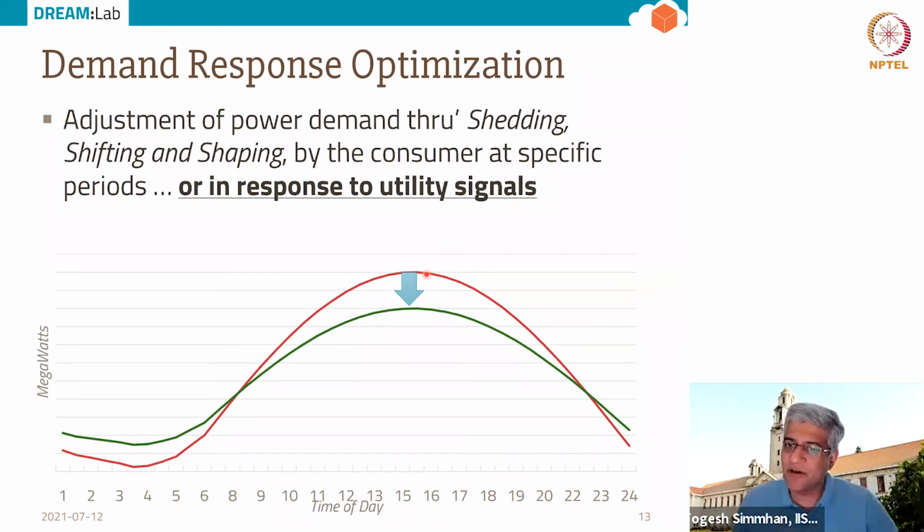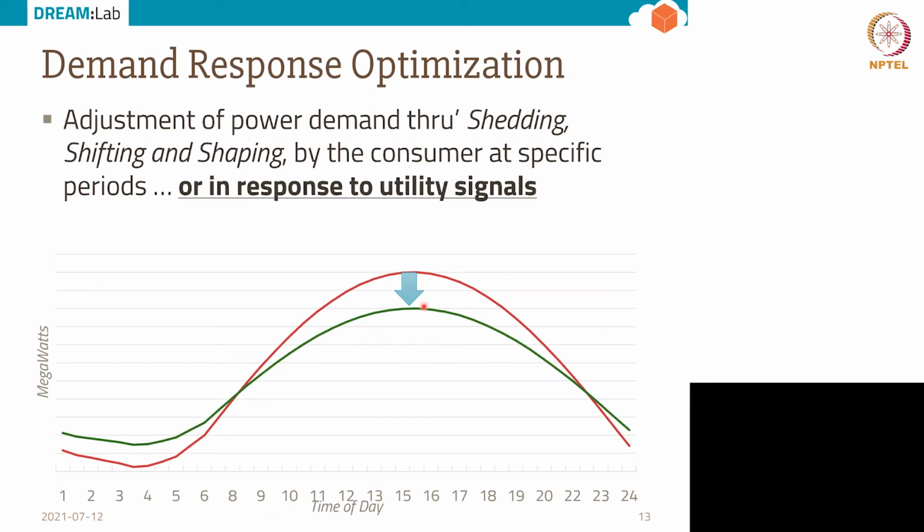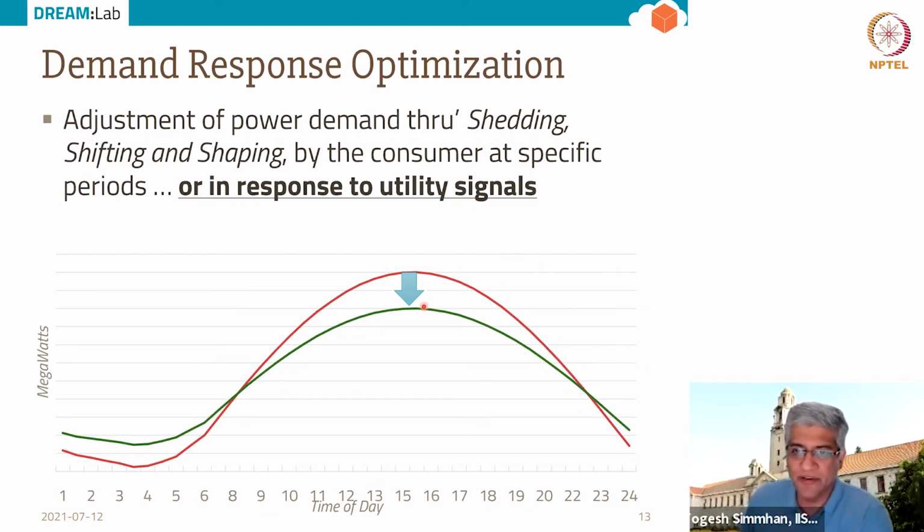So by shifting down your peak load, you can actually ensure that you can have less provisioned capacity, or you can make do with renewables, which might not give you the full capacity at any given point in time, right? So when we talk about shedding, you're saying that you're eliminating the power usage for a certain period of time.